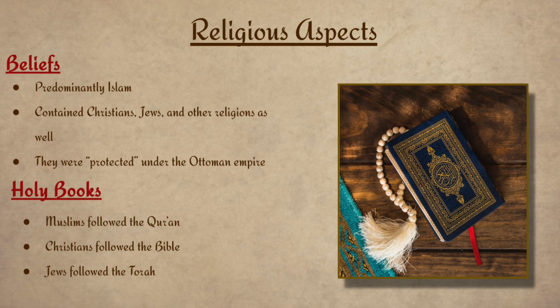Most of the Ottoman Empire fell under the Islamic religion, but it was home to people of all faiths. The Ottoman government prided themselves on being a place of peace and tolerance for diverse people, so all religious peoples were protected under the Sultan. The holy books are the writings these people followed and adhered to.